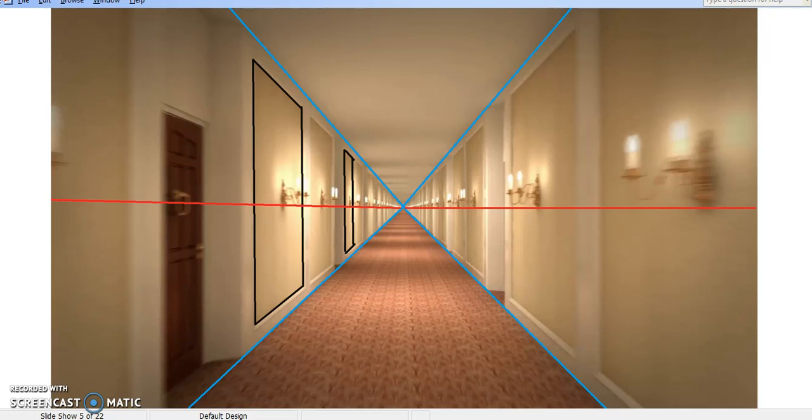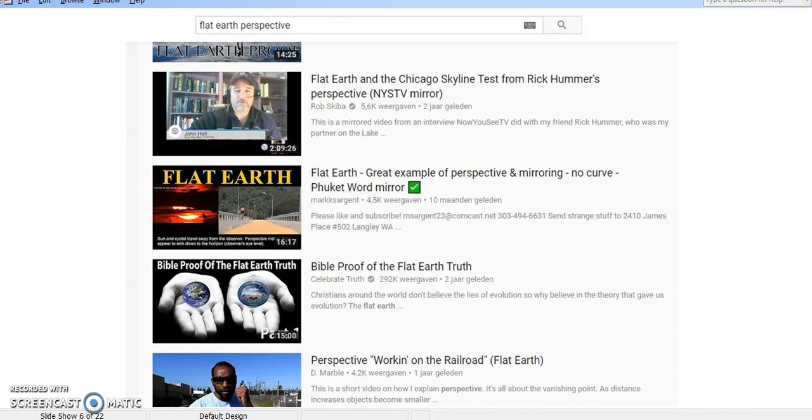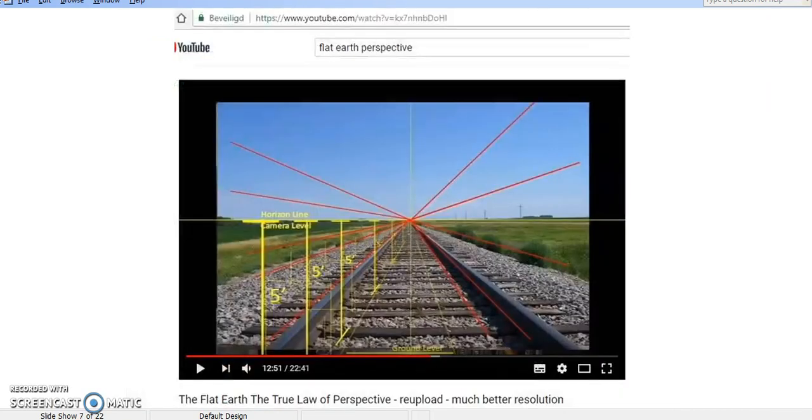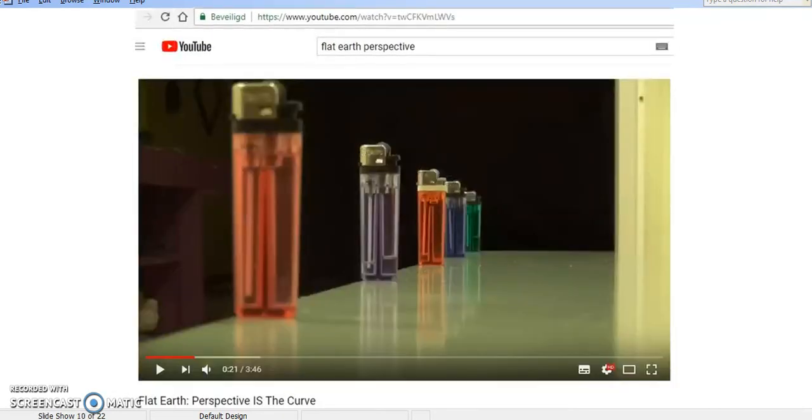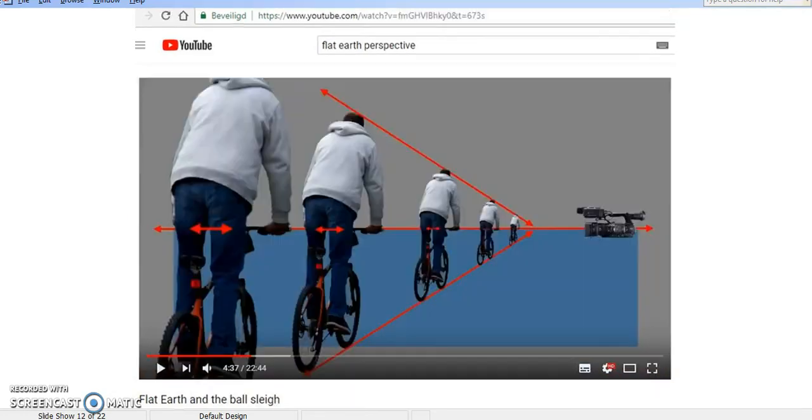When you go onto YouTube, you can find all kinds of videos where the flat earthers explain this exact same principle. And my favorite one. This picture shows exactly how everything that is below the line of sight stays below the line of sight. Everything above the line of sight stays above it, into infinity.